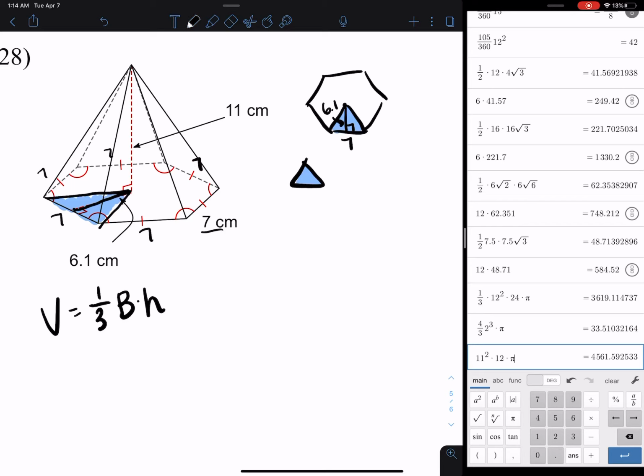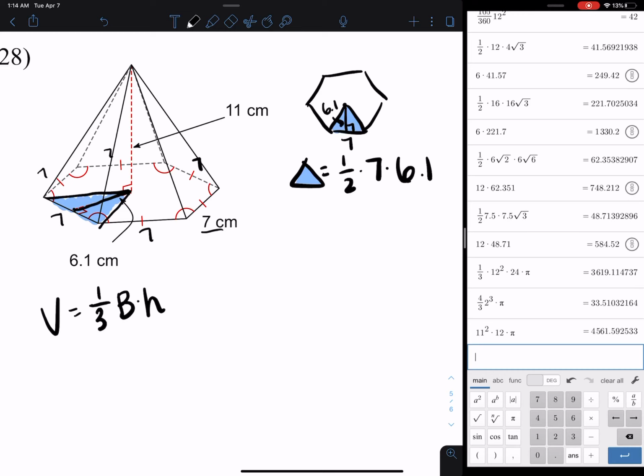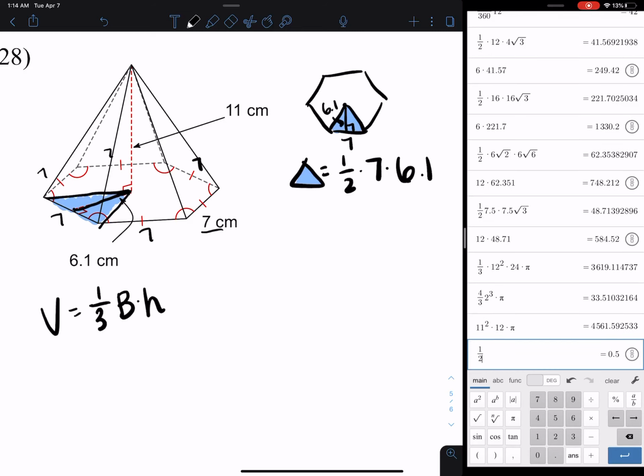Okay, so the area of this blue triangle is 1/2 the base times the height. So we do 1/2 of the base times the height. So the area of the blue triangle is 21.35.